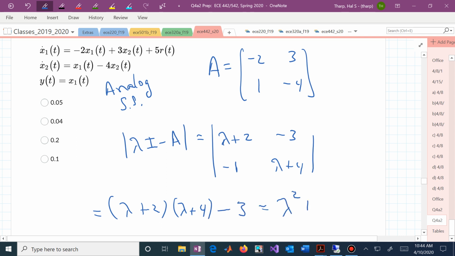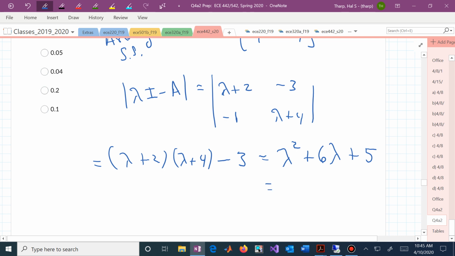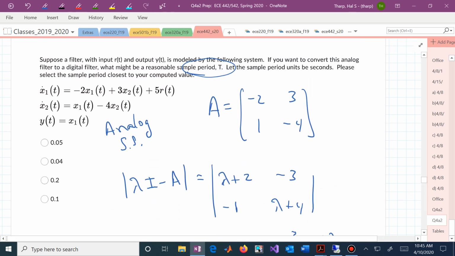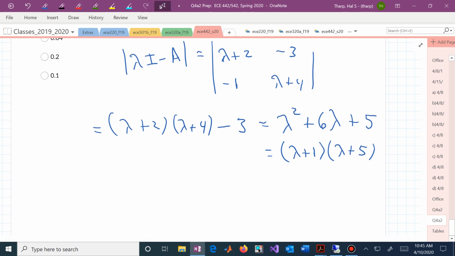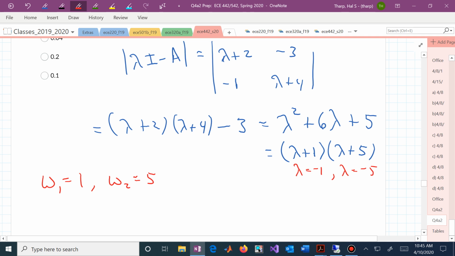Or you now can hopefully see that you have lambda squared plus 6 lambda plus 5 that, in fact, factors. If you're now digitizing or discretizing this, you want to use the fastest omega. Omega 1 is 1 and omega 2 is 5, because here you have lambda equal minus 1 and lambda equal minus 5 as your values. Those have frequencies of 1 and 5. You now use the fastest of those two.